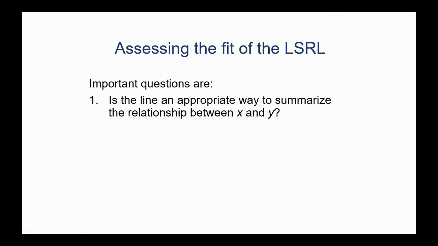So there's three important questions that we have to ask and that this process will help us with. First question, is the line an appropriate way to summarize the relationship between x and y? Let's say we have all this data that's kind of curved like this. Would a line that goes like this be considered appropriate? Probably not. So that's our first question.